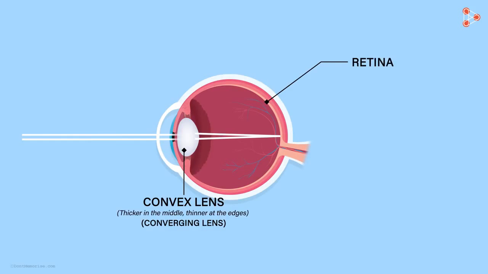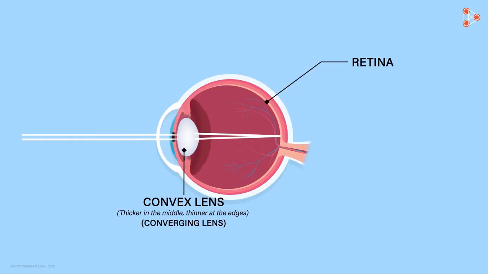Why do I say a normal eye? Well, in a defective eye, this point of focus may lie either in front of the retina or behind the retina. We will talk about this defect of eye in our future videos, but first let's go back to our normal eye where light is focused on the retina.